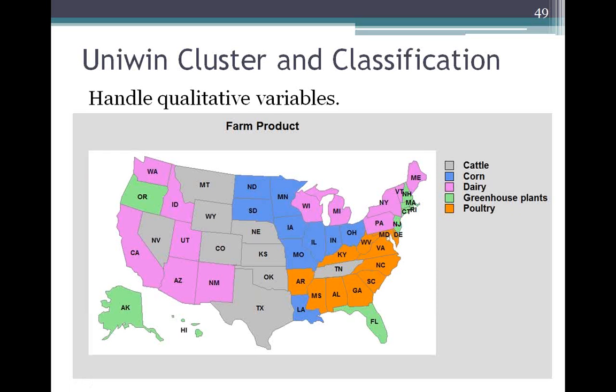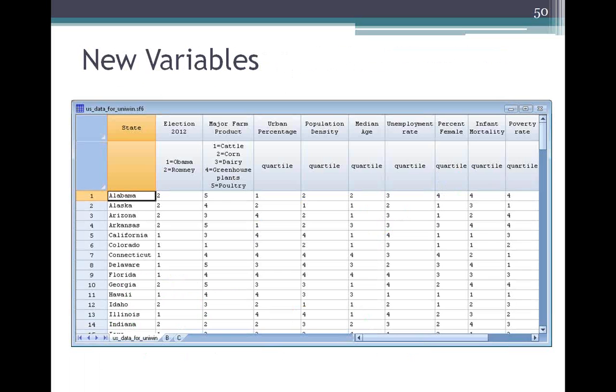Okay. If you want to introduce farm product into the cluster analysis or the classification procedure, you're going to have to use Uniwin Plus because it's capable of handling qualitative variables where the Statgraphics procedures, at least currently, are not able to handle that. Okay, now, what I did, therefore, is I created a new file. I created a file called US Data for Uniwin. You may notice on this slide also that it's an SF6 file.